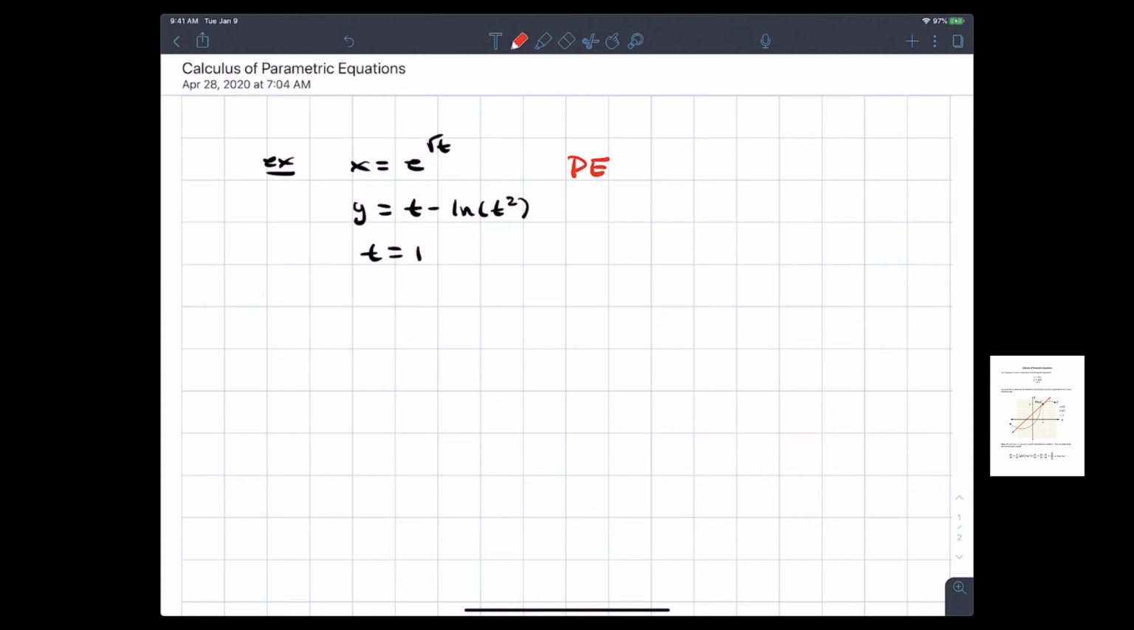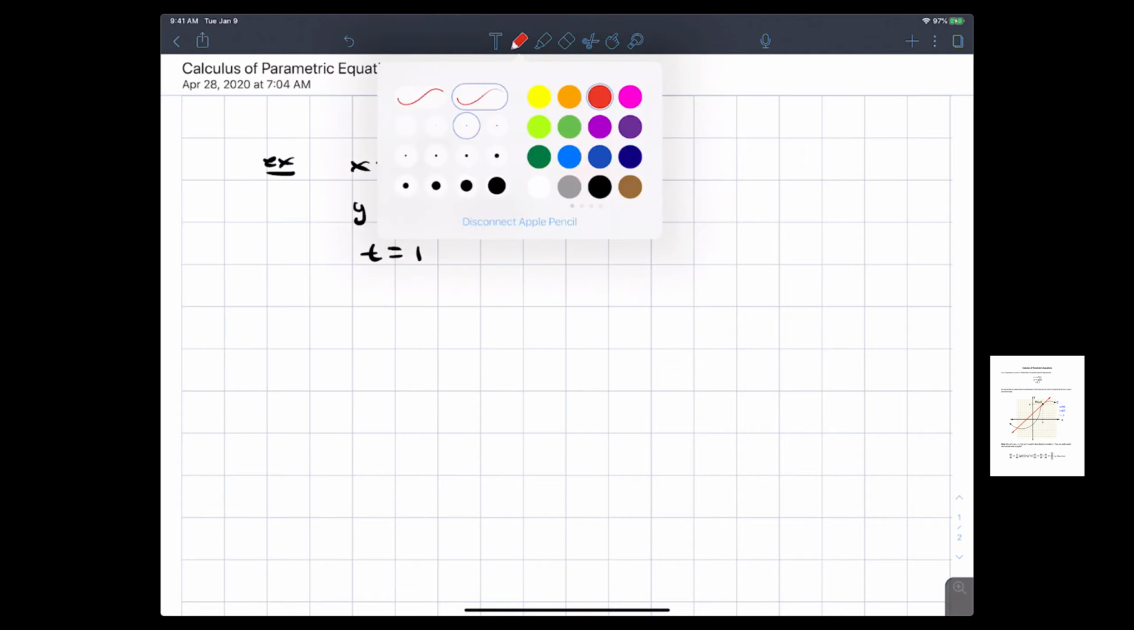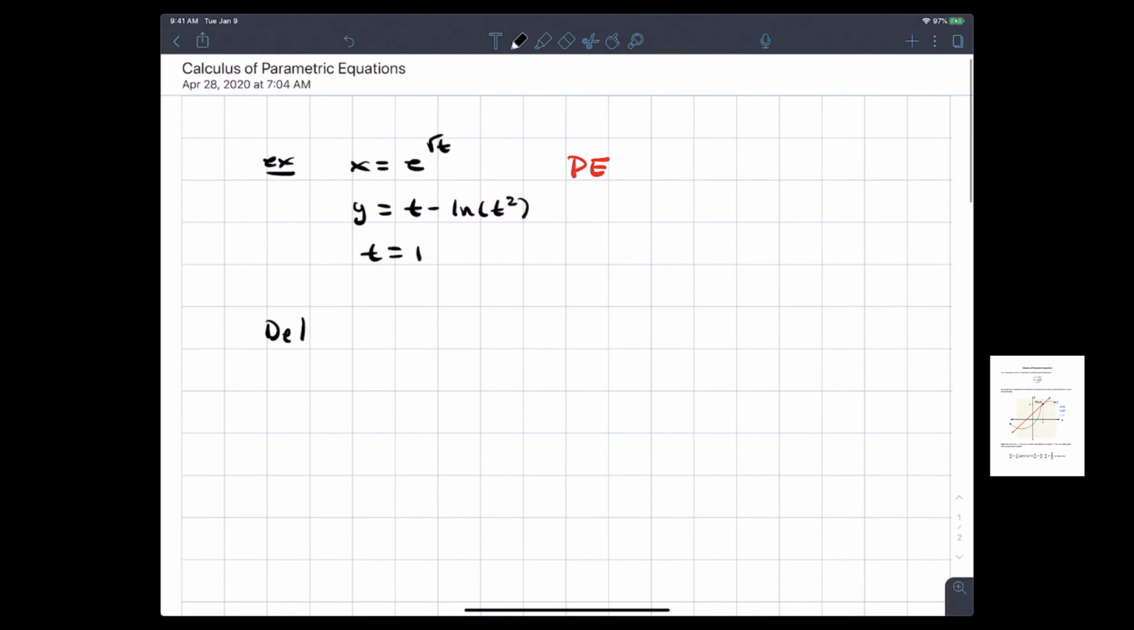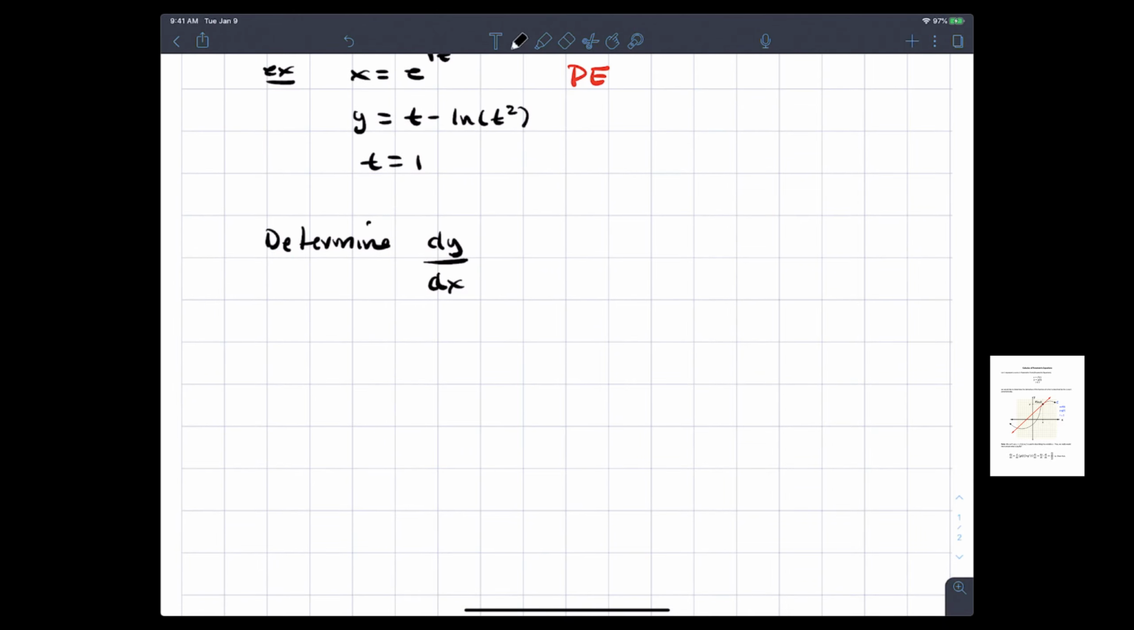Now remember, we want to determine the derivative, meaning dy dx. Okay, so let's find this derivative here. And you guys know, every time you use a formula, I recommend you write it down. So this is dy dt over dx dt. All right.